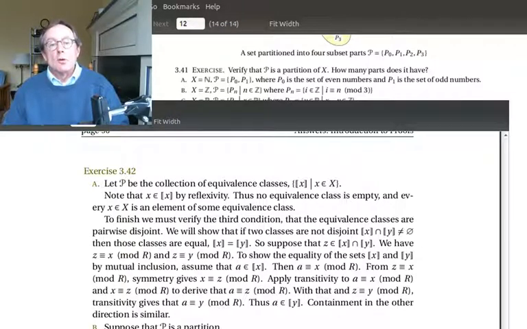So x is an element of square brackets x, the equivalence class containing x, by reflexivity. Reflexivity says that x is always related to x; x comma x is in the relation capital R. So no equivalence class is empty. And likewise, for the same reason, every x is an element of some equivalence class. So those two are easy. Okay, and then obviously the part that requires some doing here is to verify that the equivalence classes are pairwise disjoint.